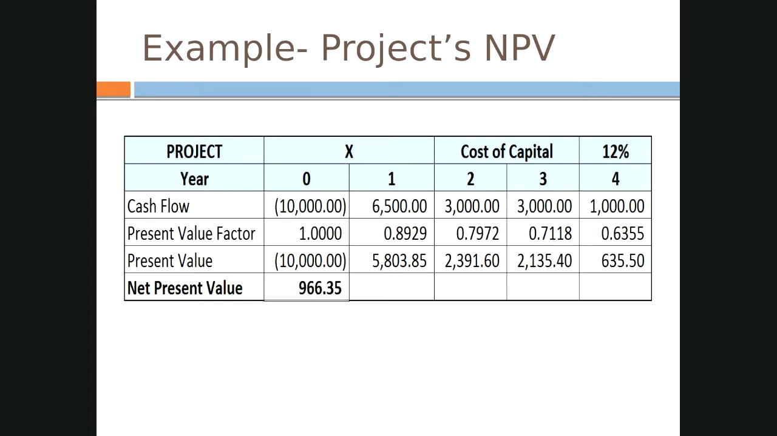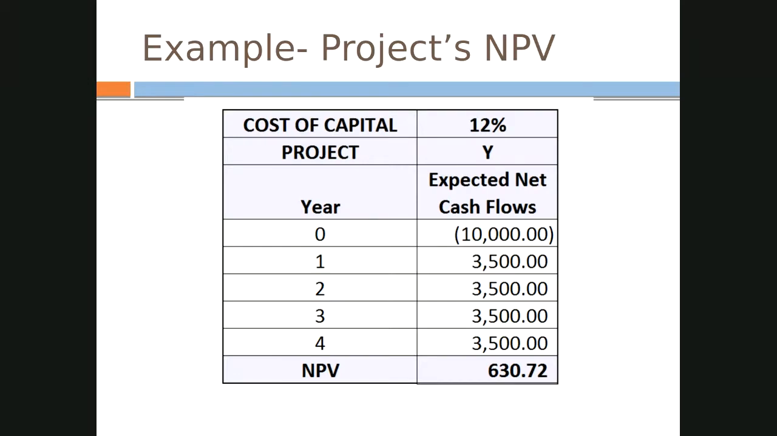Sige. Next na tayo kasi 58 slides to. Sana matapos natin. So, parang ganito yung tabular. Ay, ito pala sa Excel. Ito naman yung kay Project Y. Itong year 1 to 4, as you can see, pare-pareho yung cash flow niya. If that is the case, ang gagamitin nating formula is the present value of ordinary annuity, kasi annuity yung cash flow niya.